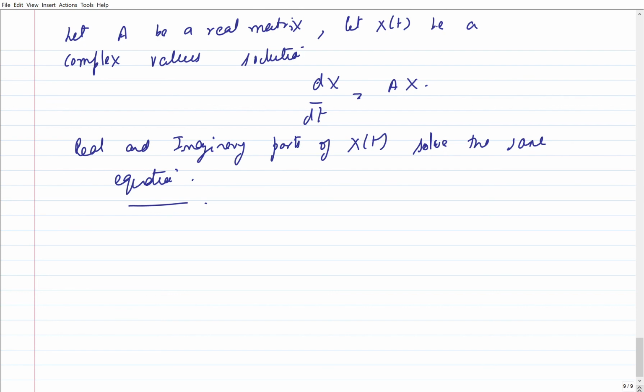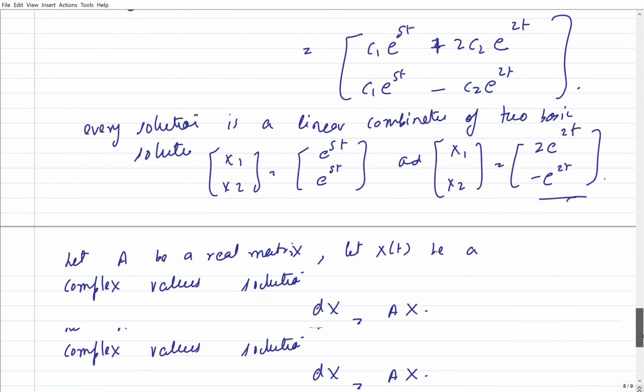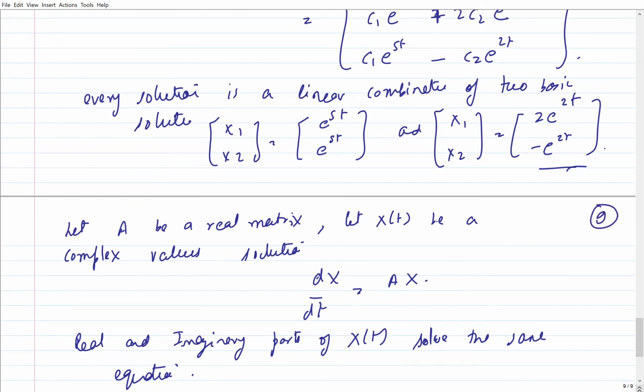Okay, so maybe in the next lecture we can do some examples of how we use such a formalism.